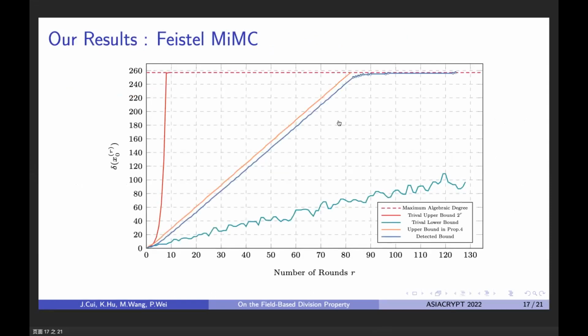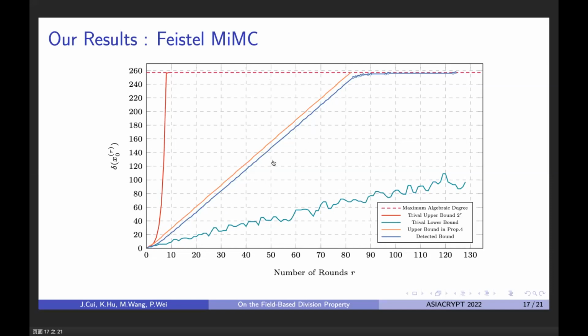This is a visualization of our results on Feistel-MiMC with block size 129. This line shows several bounds on the algebraic degree for Feistel-MiMC. The horizontal red dashed line shows the maximum algebraic degree, the red line shows the trivial upper bound, the green line shows the trivial lower bound, and the blue line shows the bound detected by our algorithm using general monomial prediction.